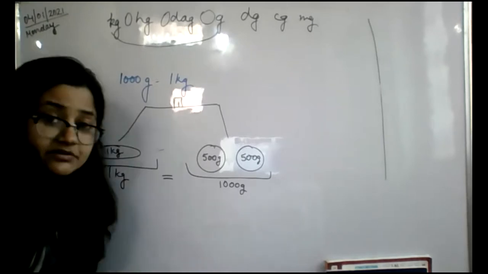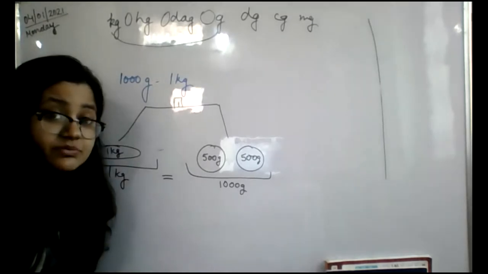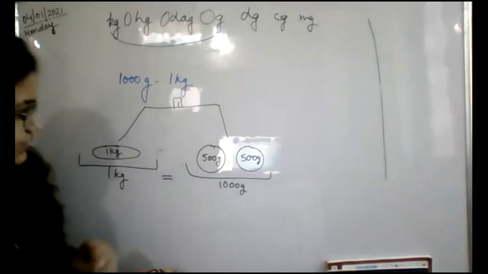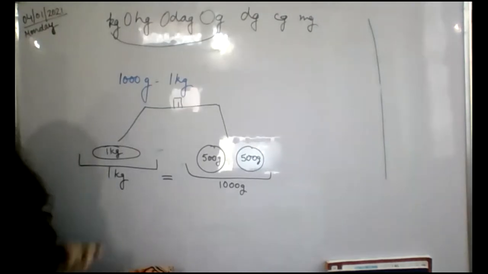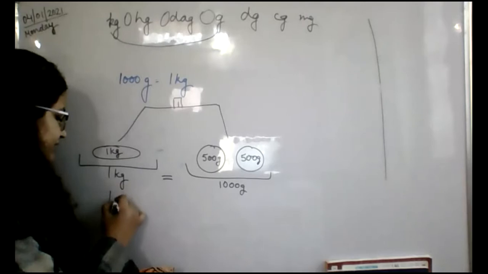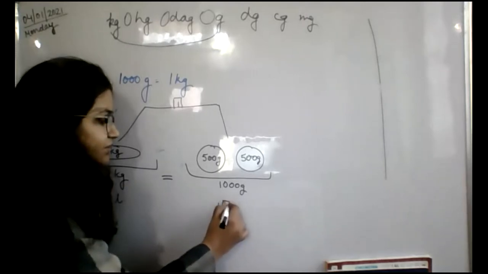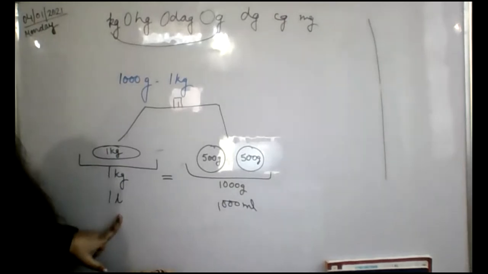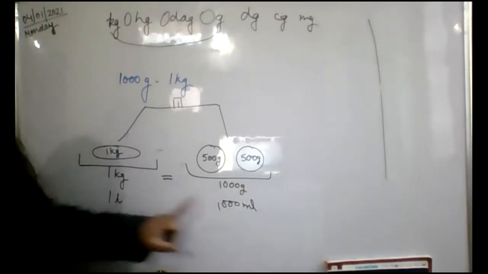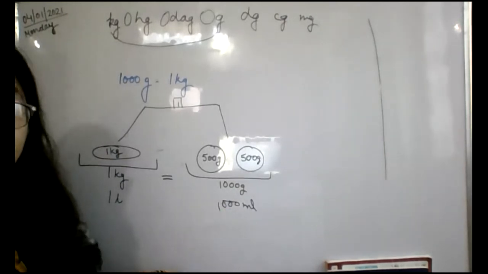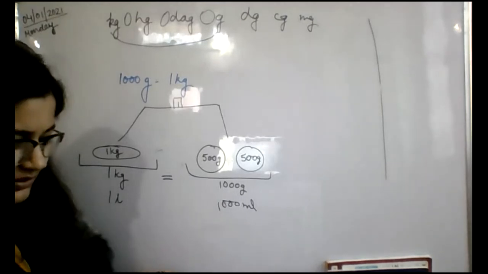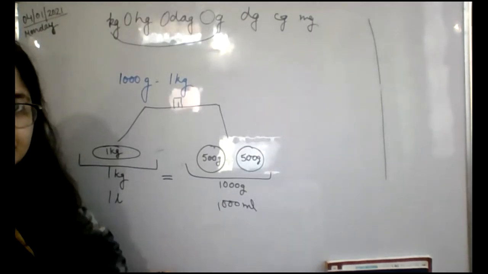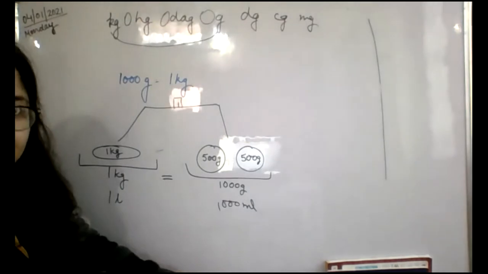Let me give you an interesting question based on it. Just give me a minute. Similarly, 1 liter has how much? 1000 ml. When we collect 1000 ml together, it will make 1 liter. Now we'll do one experiment with this jug. Just give me a minute. I'll show you something.